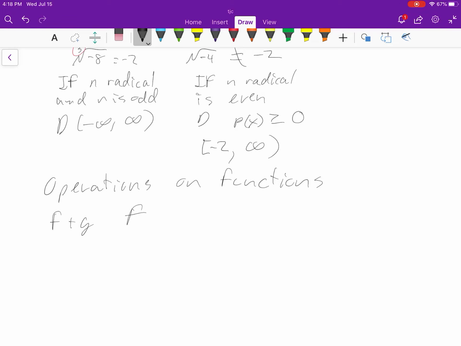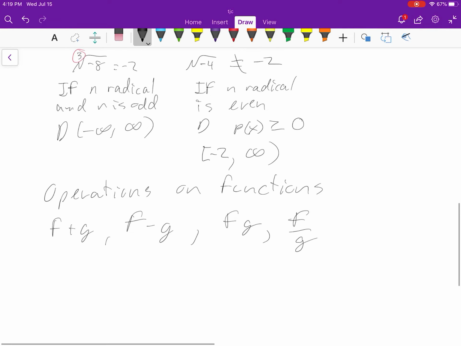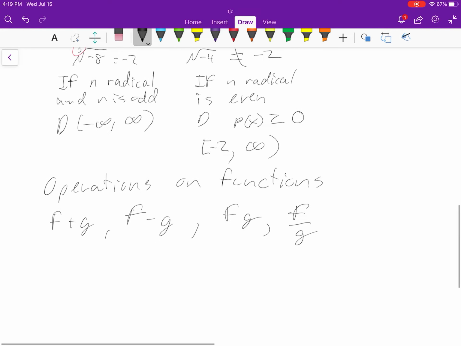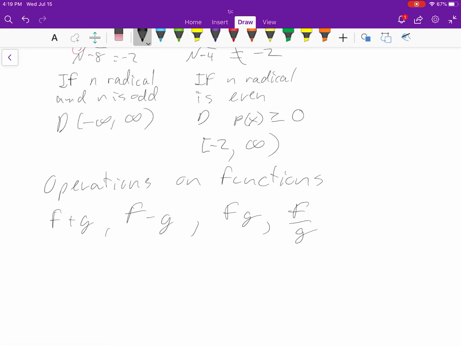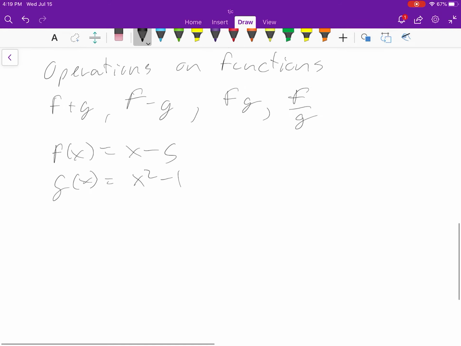So let's go through the basic operations. Basic operations are adding 2 functions, subtracting 2 functions, multiplying 2 functions, and dividing 2 functions. Okay? The easiest way to do this is just show with an example. So I'm going to choose 2 functions here. We'll call f of x equals x minus 5 and g of x equals x squared minus 1. And we're going to be performing these 4 operations on these 2 functions.